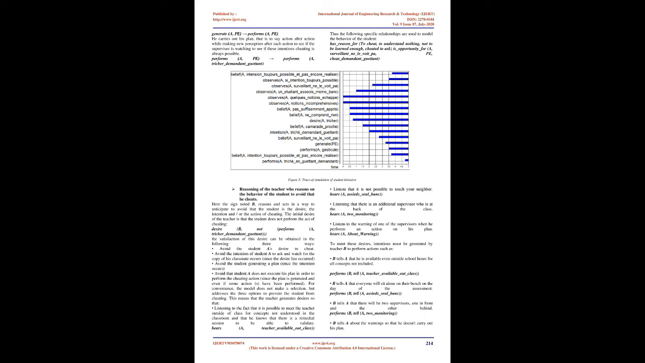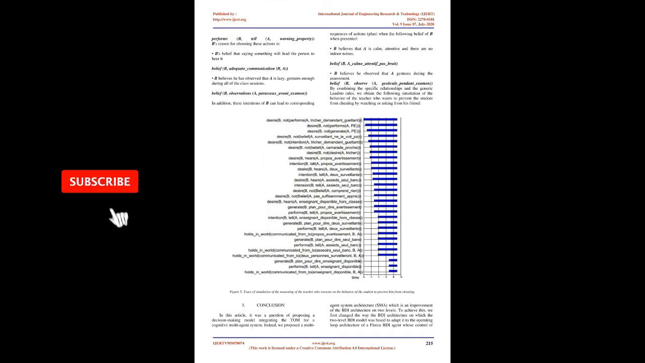Generate(A, P), with P equal to gesticulate: see if the intention is still possible, or carry out, perform the action to cheat. The execution of the plan begins at time t. Generate(A, P). Performs(A, P). He carries out his plan, that is to say action after action, making a new perception after each action to see if the supervisor is watching and to see if the cheating intention is always possible. Performs(A, P). Performs(A, P). Teacher_demandant_guidant. Thus the following specific relationships are used to model the behavior of the student: has_reason_for(to cheat, to understand nothing, not to be learned enough), cheated to ask, is_opportunity_for(A).